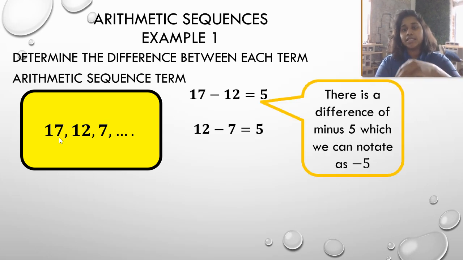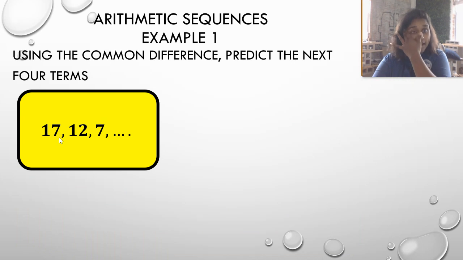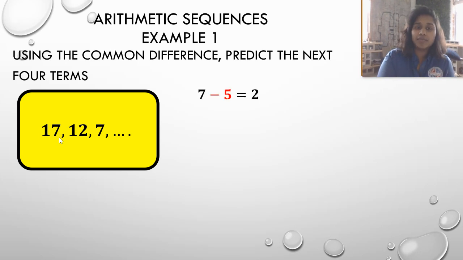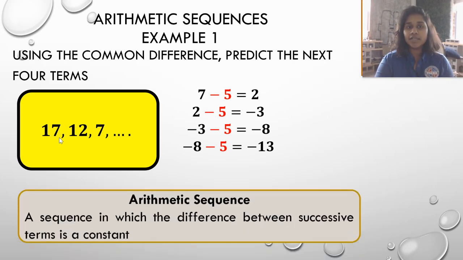Because right here, we notice it is a minus 5, so we are going to have to notate it as negative 5. This is what's called the common difference, and it can be both positive or negative. It can denote addition or subtraction. So if I have the common difference, in this case negative 5, can I use that to predict the next four terms? I sure can. 7 minus 5 is 2, minus 5 is negative 3, minus 5 is negative 8, minus 5 is negative 13. Boom, we're done.